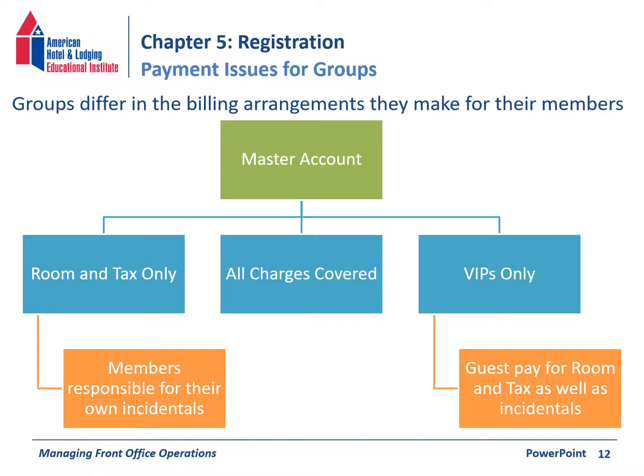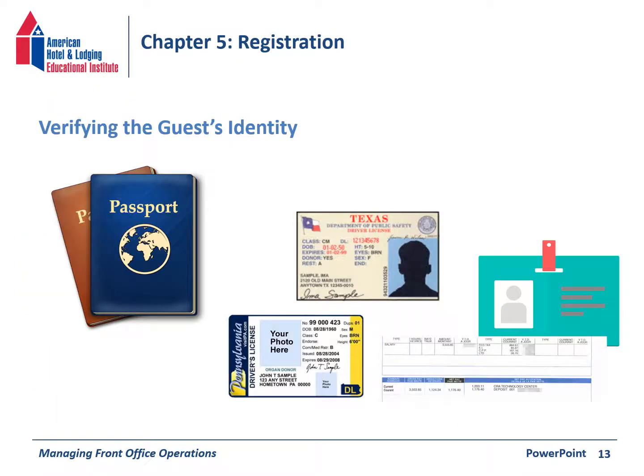At that point, you just apologize and move on, but you don't make a big deal out of it. So these are different ways we want to identify our guest's identity. Of course, if you're traveling internationally, you've got to use a passport.